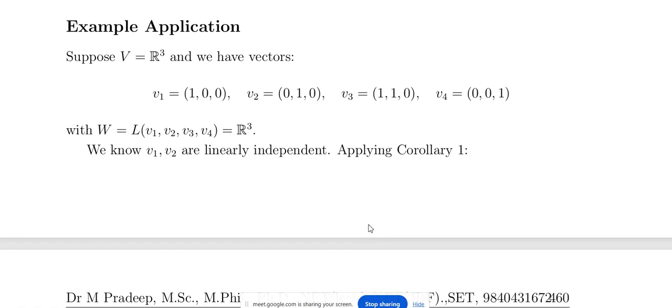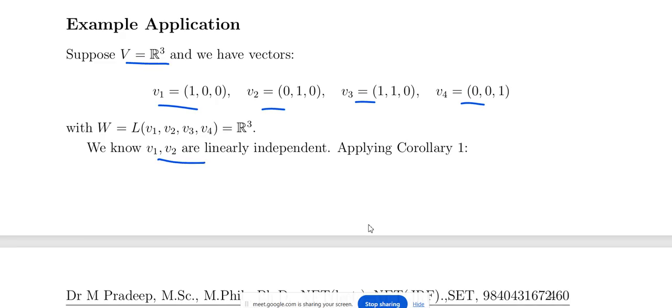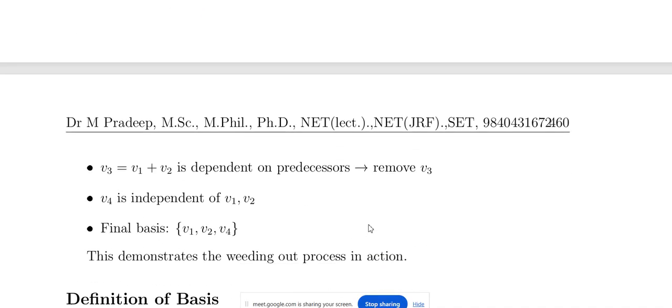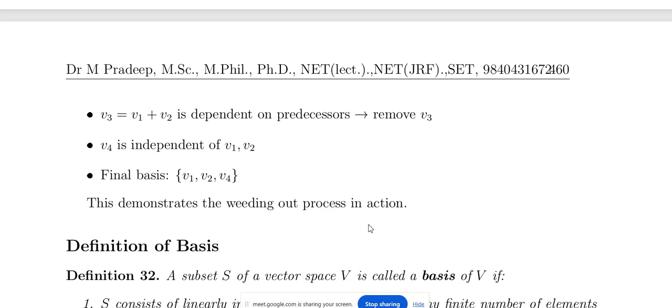So that is the example. V equals R cube, and we have v1, v2, v3 and v4. W is the linear span of the vectors v1, v2, v3, v4, which is equal to R cube. We know v1 and v2 are linearly independent, and v3 equals v1 plus v2, so it is dependent on the preceding ones. v4 is independent of v1 and v2, so the final basis is v1, v2, v4.